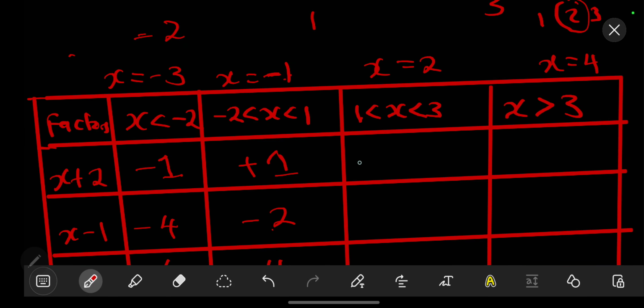If we put it there, we are going to have 2 plus 2. This will give us a 4. So we write a 4 there.